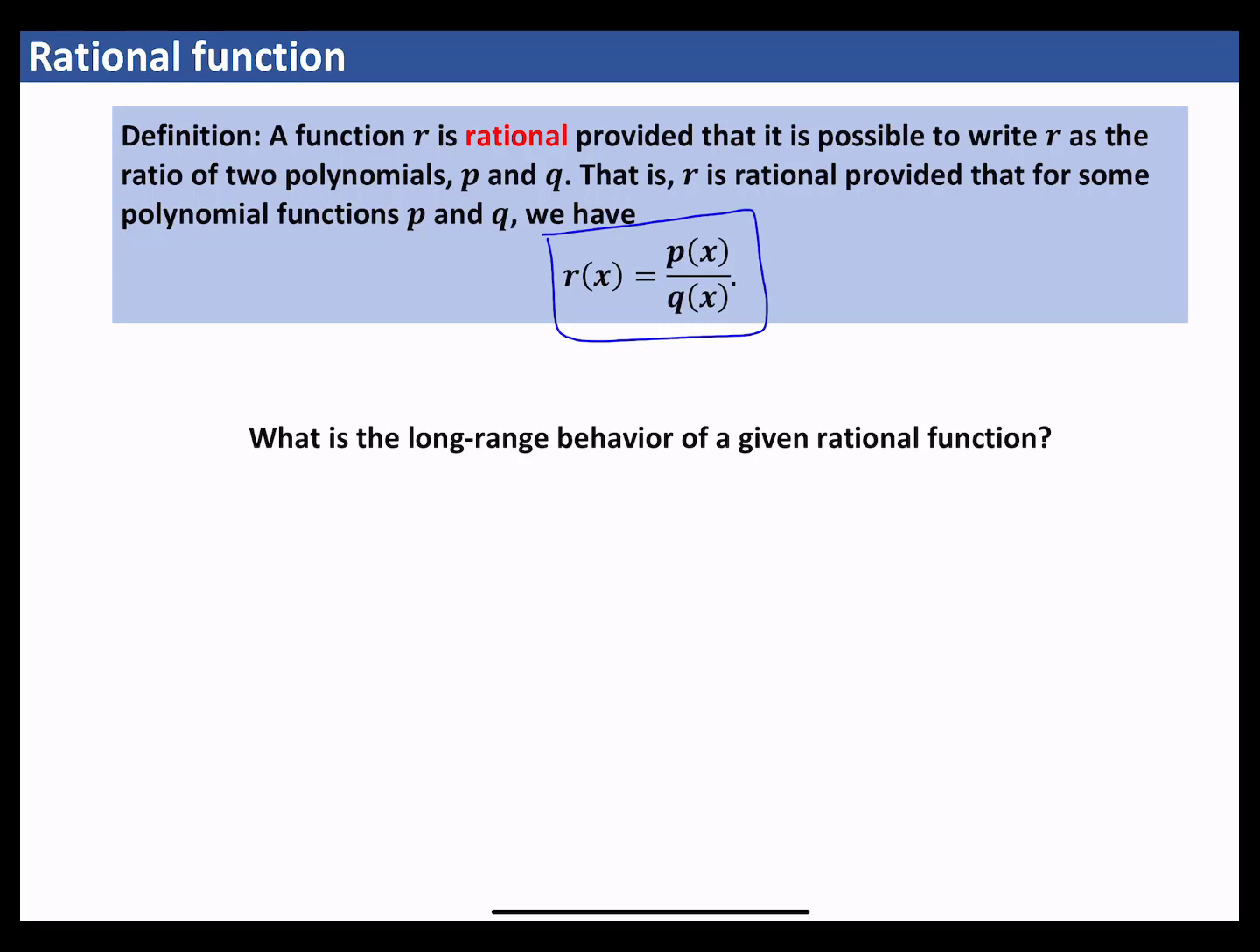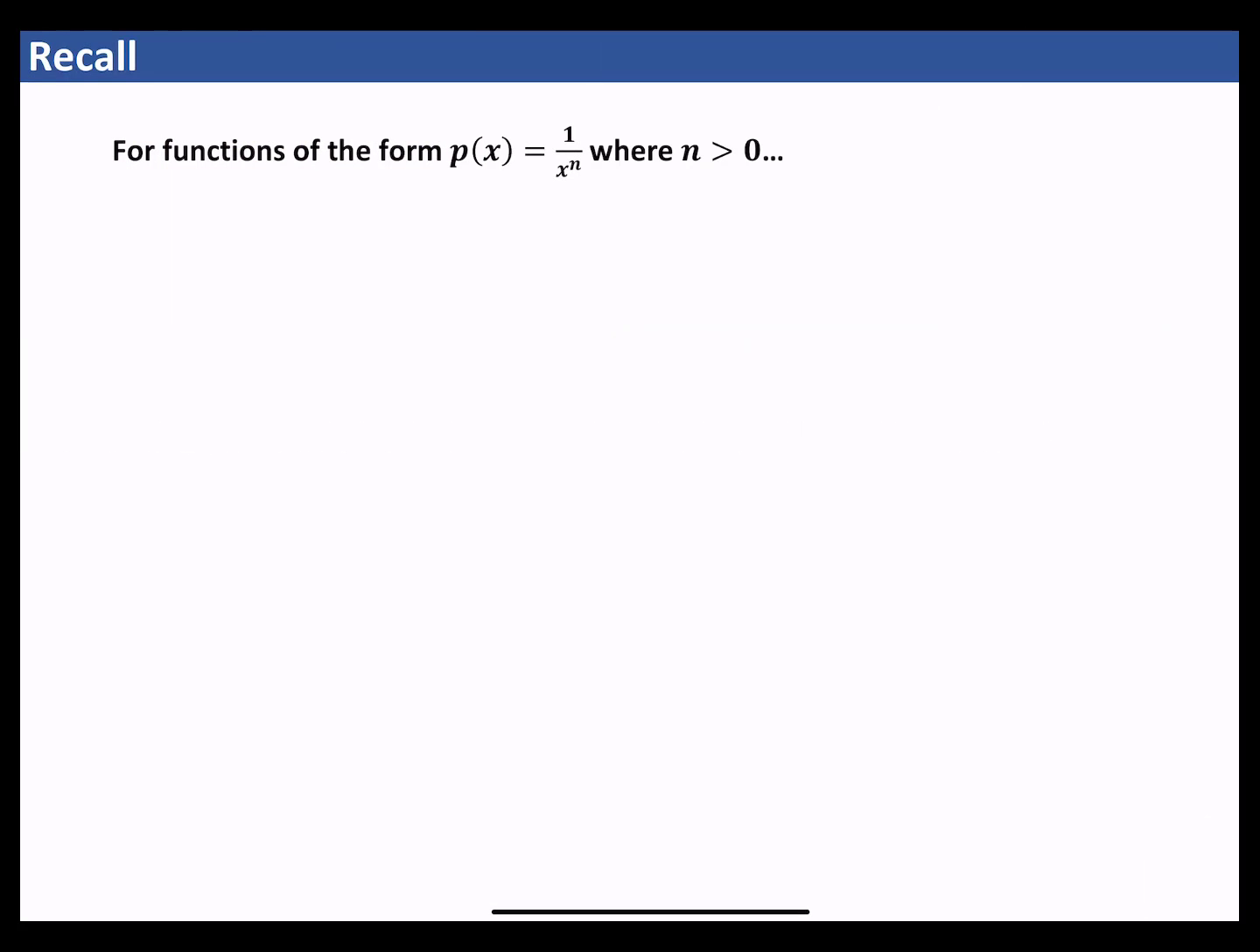Like with polynomial functions, we are interested in such natural questions as what is the long-range behavior of a given rational function. It's important to first recall our earlier work with functions of the form p of x equals 1 over x to the n, where n is greater than 0.